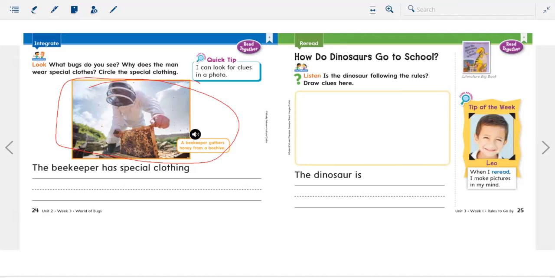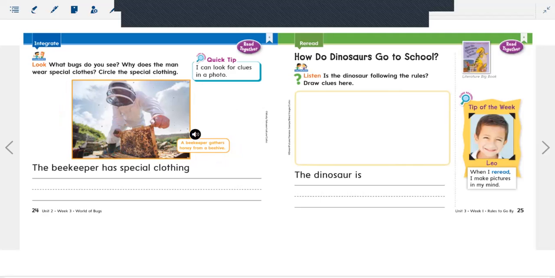I see bees. Do you see the bees? Look at all of those bees. What do bees make? Honey. Bees are very important to our environment. They do so many good things for the world and for us. They make delicious honey. They keep the beautiful flowers and trees around. So why is this man wearing special clothes? Why do you think he has to wear this special clothing when he goes to get the honey?